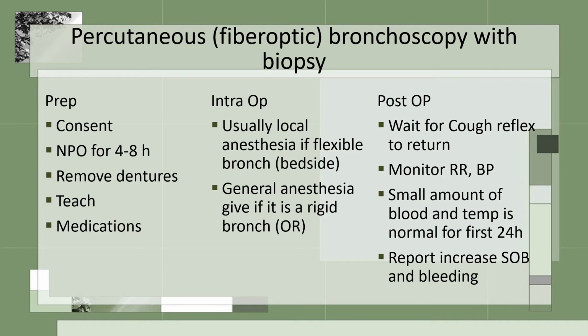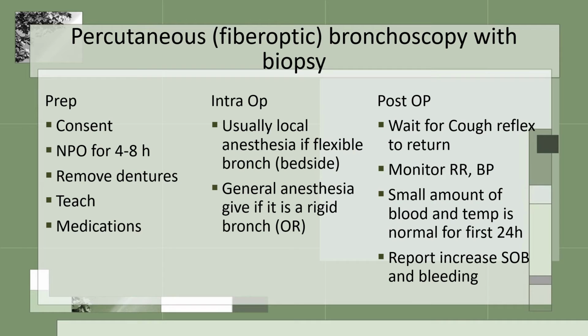Intraoperatively, they will use a local anesthesia that's a spray on the back of the throat, and it numbs the throat. That's often if they use a flexible bronchoscopy. They also may give a light sedation, like Versed. Then if it's a general anesthesia, they will do rigid bronchs, and those are done in the OR.